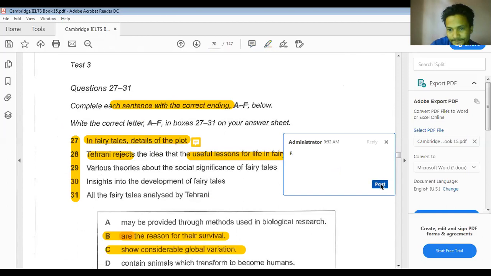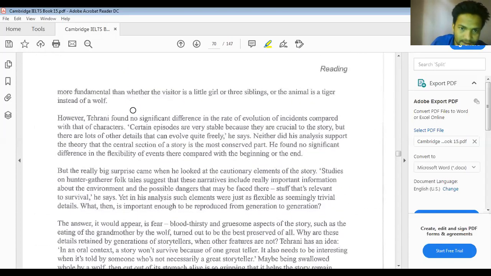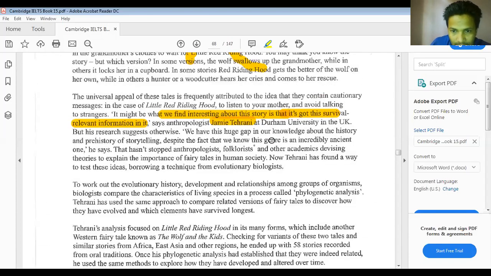Moving on, let's quickly find out the answer. Various theories about the social significance of fairy tales. Here, various theories. Let's find out various theories.